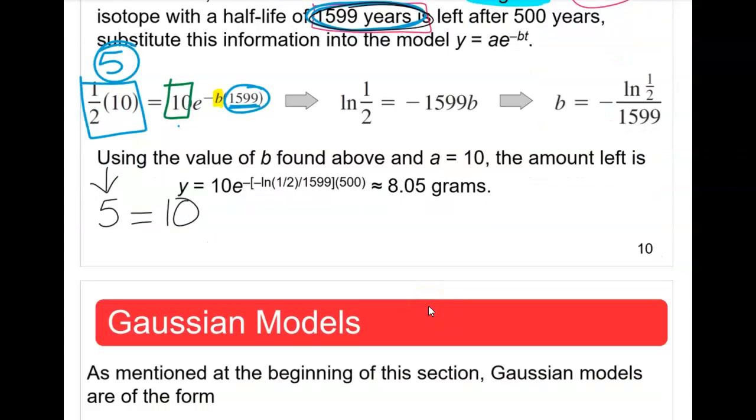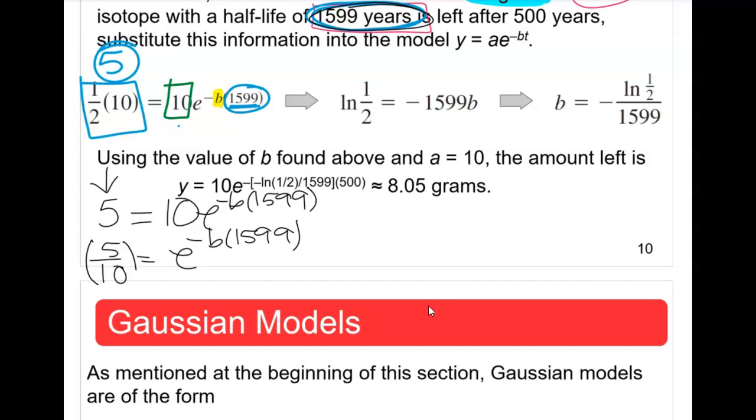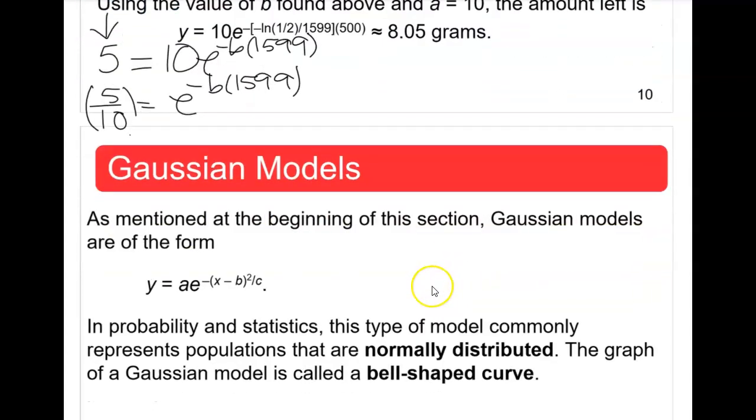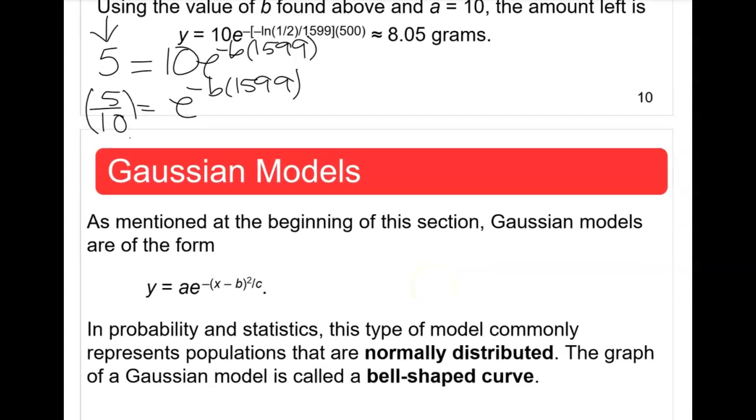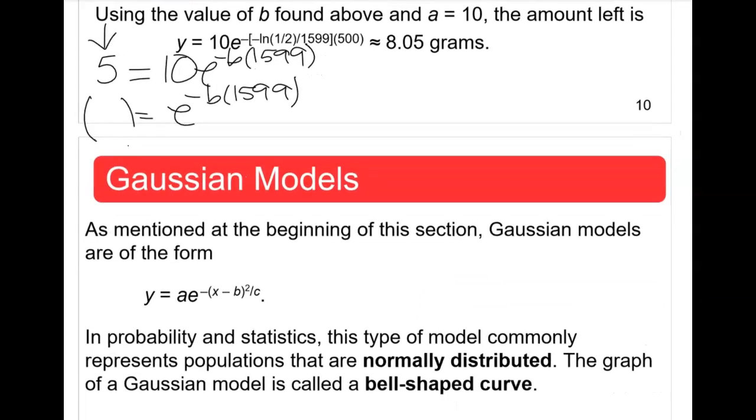So from there, we have e to the power negative b times 1,599. Okay, so first thing, we divide by 10, obviously. And then here it cancels out. And so 5 over 10 is actually 1/2. So I'm just going to replace that. So 5 divided by 10 is 1/2.